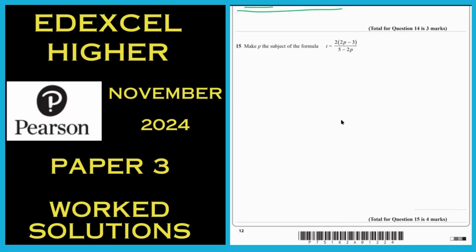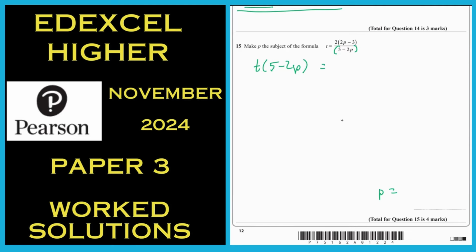So for number 15, we've got that changing the subject, sometimes called rearranging, sometimes called transposition of formula. At the end of the day, to make P the subject, we want the answer to say P equals. So let's get on with it. One of those difficult ones because there are a couple of P's in the equation, and that ultimately means at some point you're going to have to factorize. But before you start thinking about that, level it off, get it on a level, multiply both sides by 5 minus 2p.